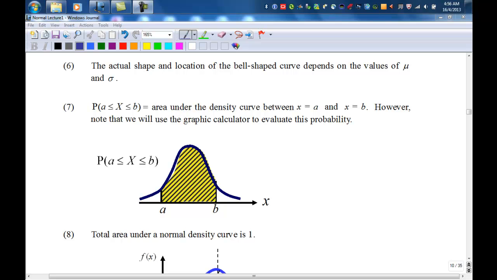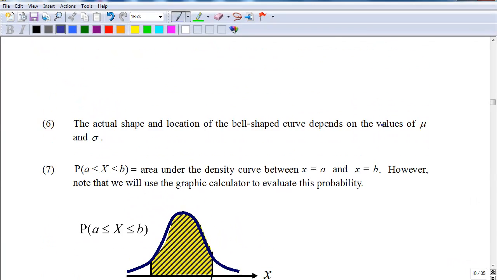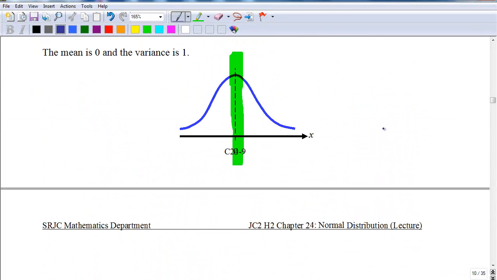Now the actual shape and location of any bell-shaped curve depends on the values of mu and sigma. So for example, the standard normal curve will be centered about the origin, x equals 0.